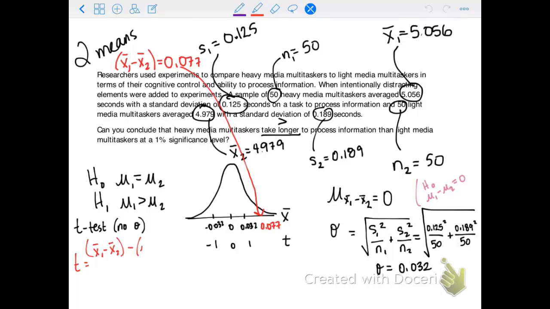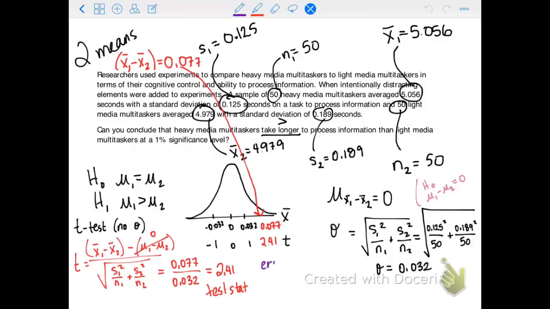I'm going to calculate my test statistic with this formula. Well, I know that I'm going to assume the null is true, which means that the two population means are not different, and I plug in the rest of my data to get 2.41. That's my test statistic, my t statistic, and then I want to find my critical values. My critical values come from alpha, and it's a right-tailed test. That means I have 99% area to the left, and 1% to the right.